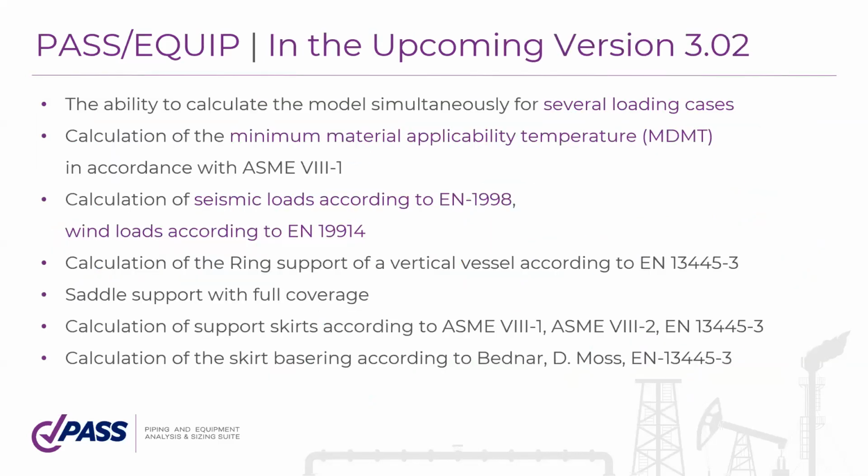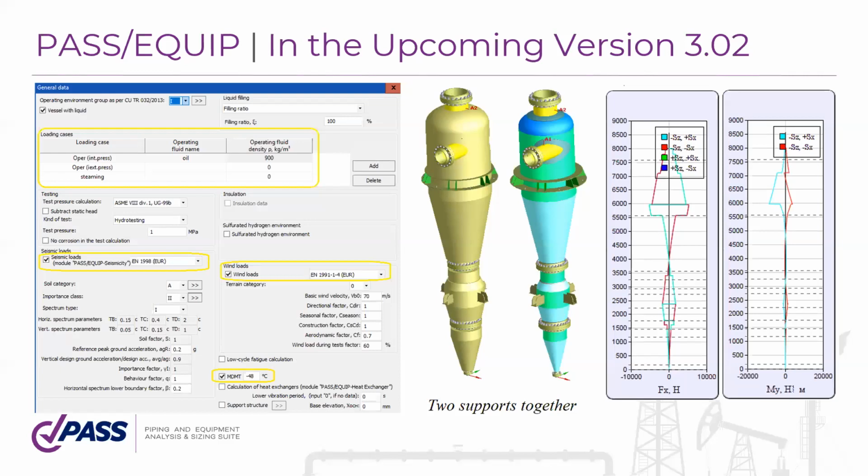Now about the new version 3.2. We have several improvements in this new version. Here is the list of improvements, and let's look at them. Here is a collection of pictures demonstrating new opportunities, like combinations of loads, European seismic and wind codes, MDMT, support vessels, and so on.